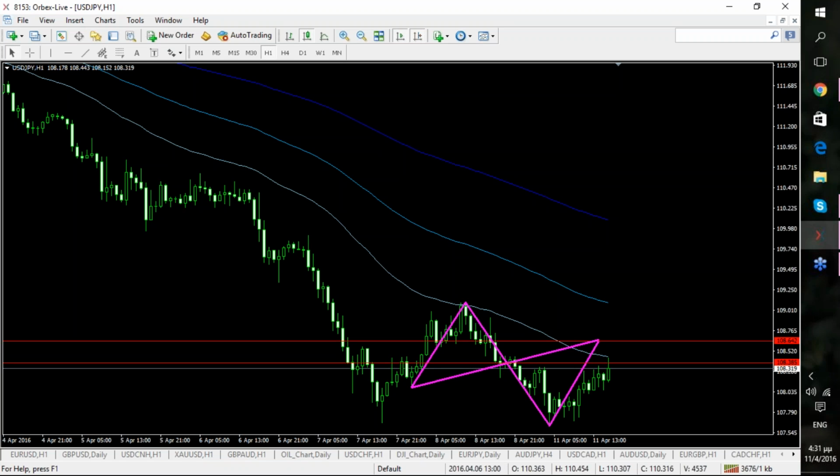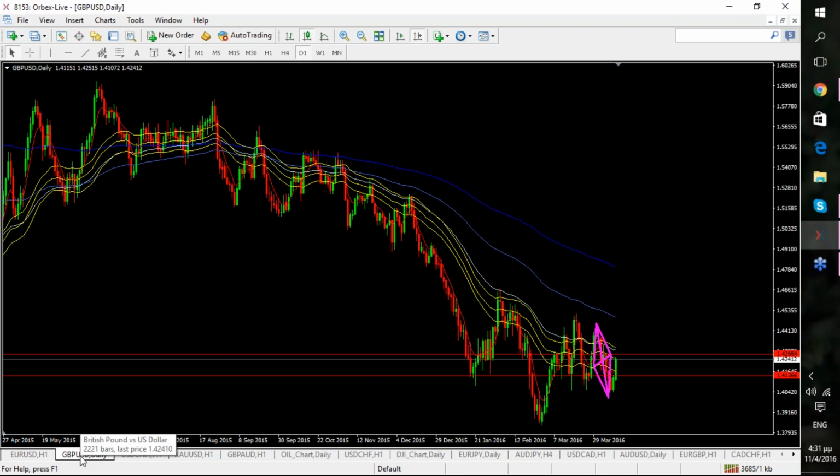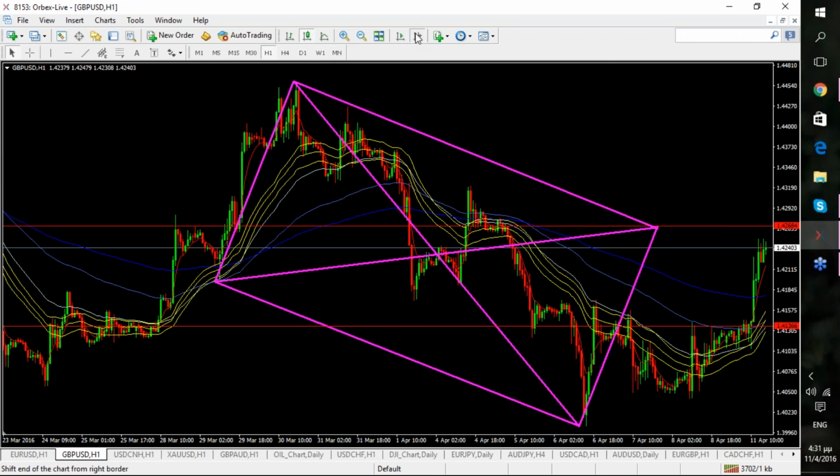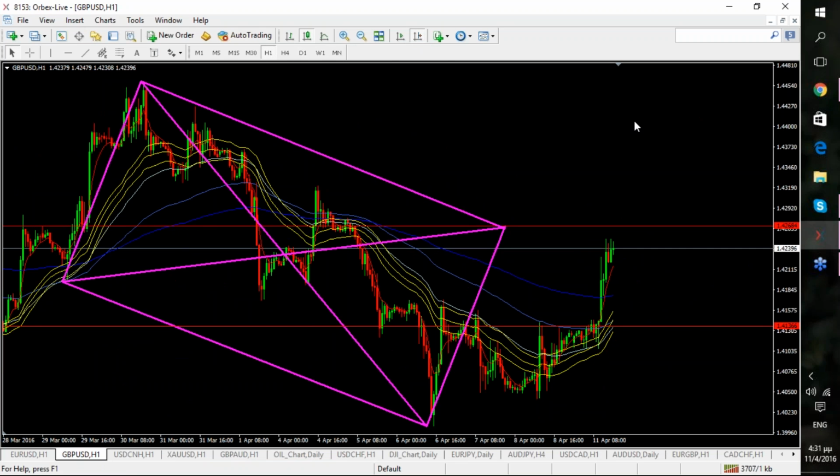What about some other pairs at the moment? I have actually gone over with you on the GBP US dollar. Let's revise again. We have some people who've just logged in. So yes, there we go.